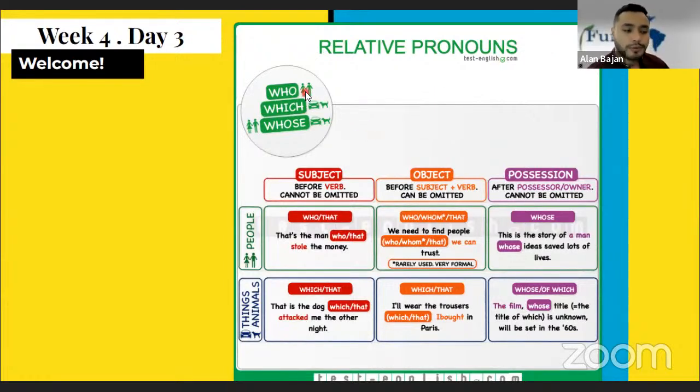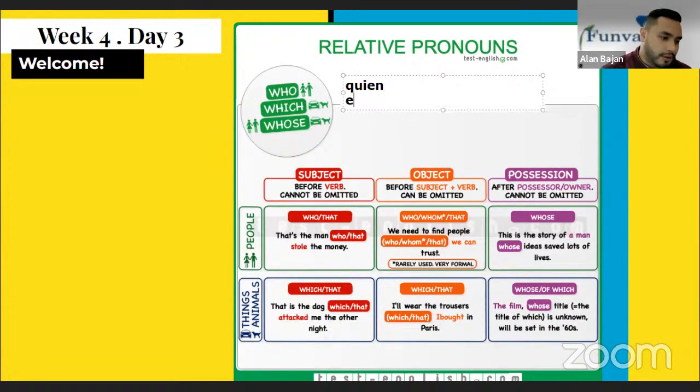We have who for people, which for things and animals, and we have whose to indicate possession. So that's how we will organize the relative pronouns. That's basically the meaning. For people, we have who, and we have another relative pronoun that we call that.